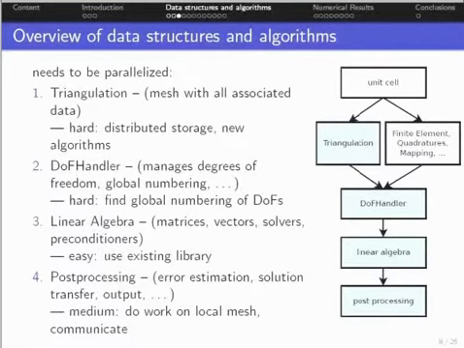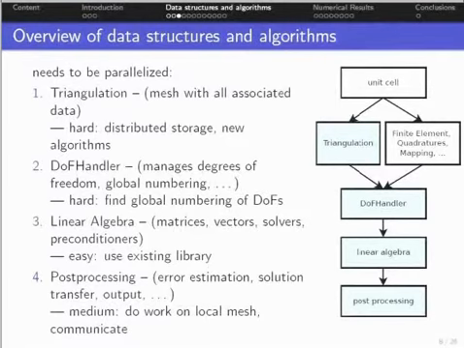The second part is the handling of the unknowns. So in each cell or on interfaces between cells, you have unknowns depending on your finite element type. And you need to number those and handle neighbors and neighborship relationships between different processors.